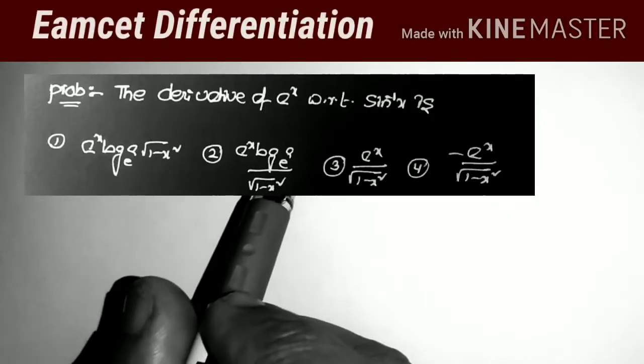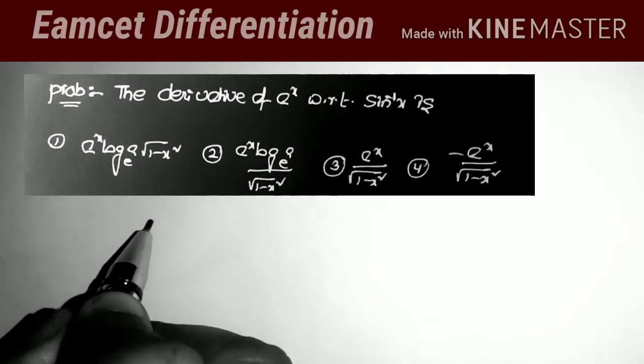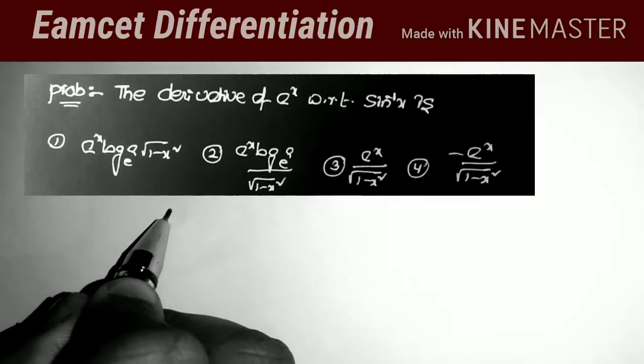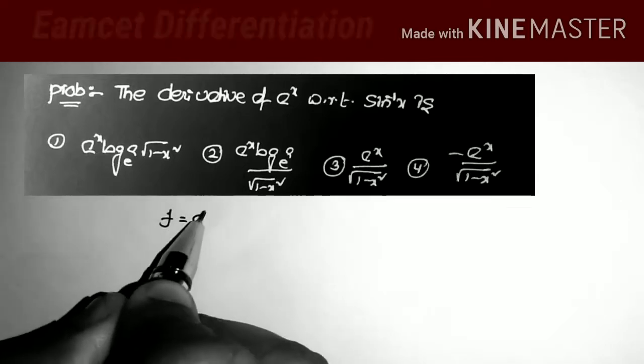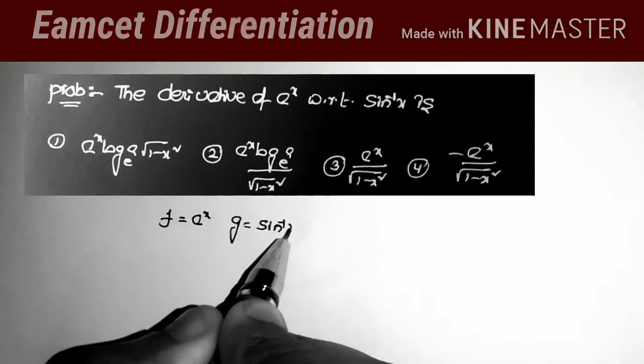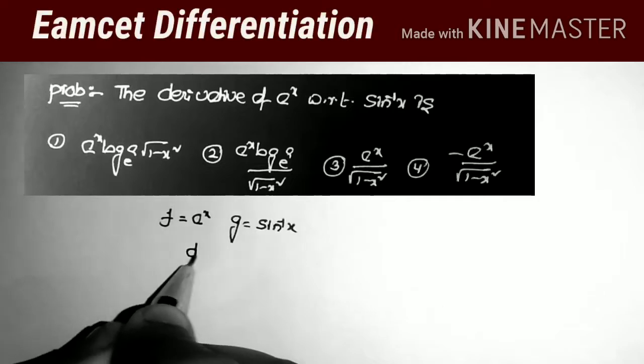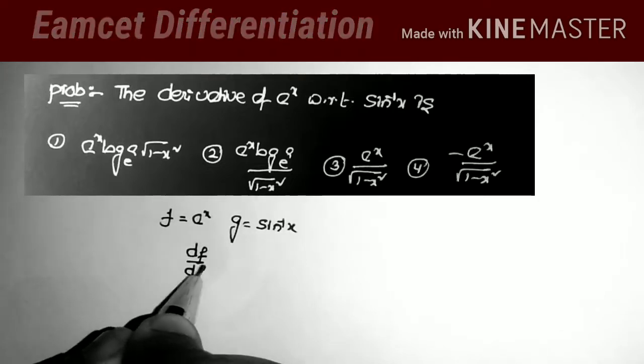Problem: the derivative of a power x with respect to sin inverse x. First we take f is equal to a power x and g is equal to sin inverse x. What is the given question? The derivative of f of x with respect to sin inverse x, that is, we want the value df by dg.